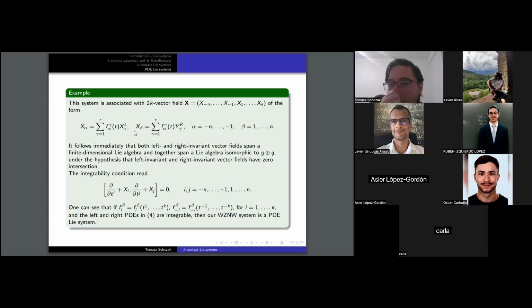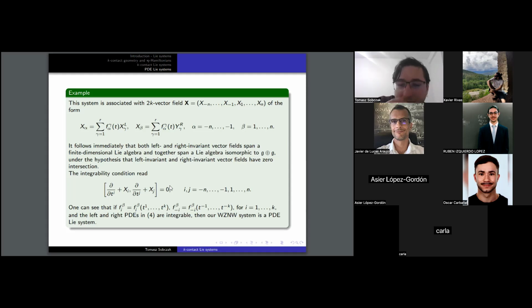And why did we do it? Because now it is trivial to see that the left and right invariant vector fields together span a finite-dimensional Lie algebra, because they commute with each other, and if we assume that they do not intersect, they span the Lie algebra isomorphic to the direct sum of our initial Lie algebras. So we have a finite-dimensional Lie algebra, and additionally we have to impose the integrability conditions, meaning this has to be fulfilled.